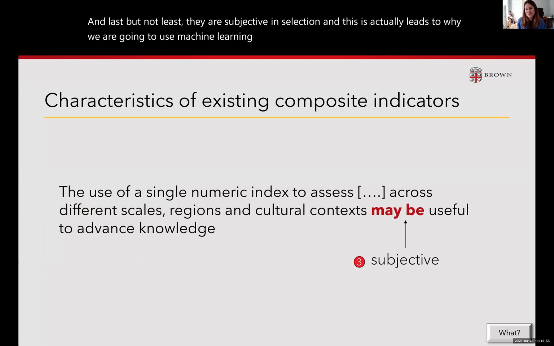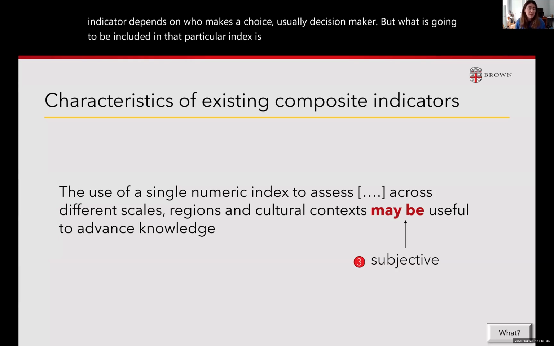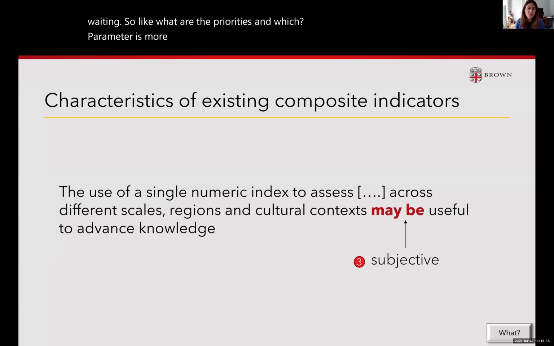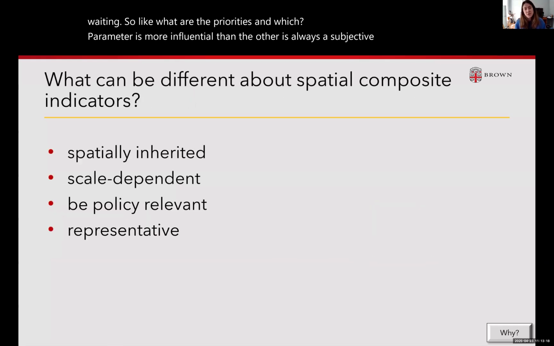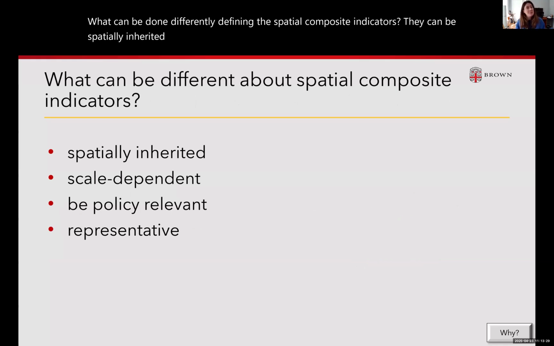What goes into a composite indicator depends on who makes the choice, usually the decision maker. What is going to be included in that particular index is very subjective. They're also subjective in weighting: what the priorities are, and which parameter is more influential than the other, is always a subjective decision. So what can be done differently? These spatial composite indicators can be spatially inherited and spatially dependent. They might be policy relevant, and they might represent reality better, of course.